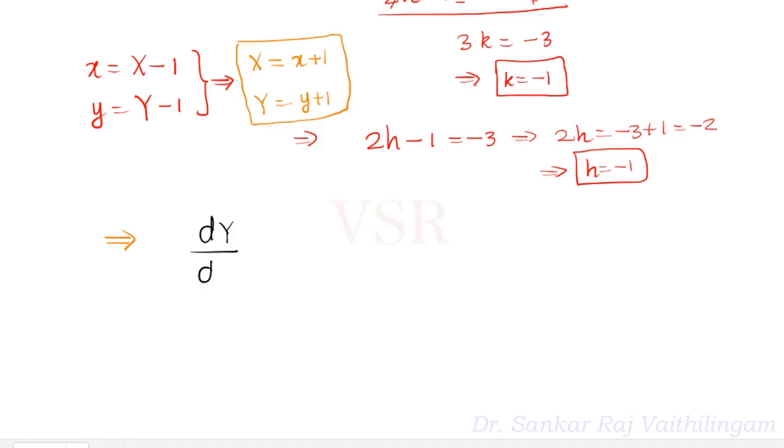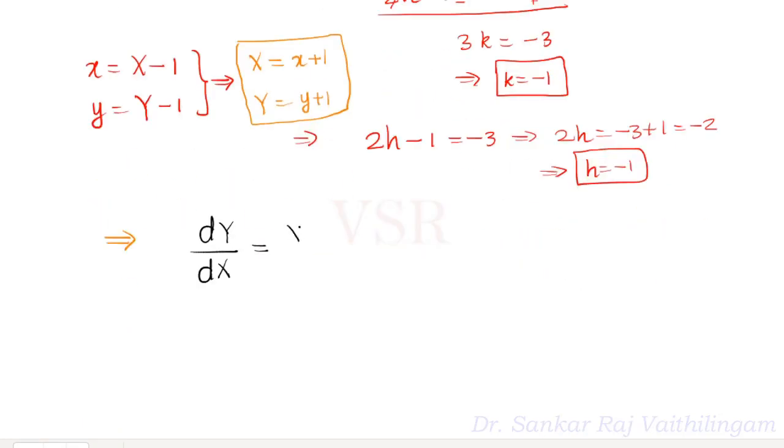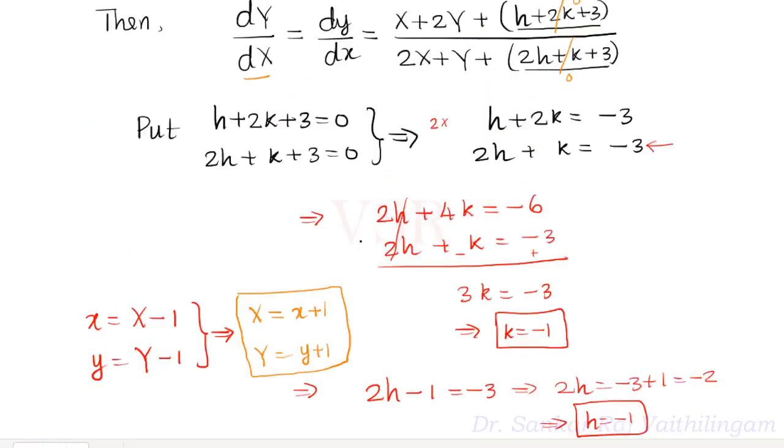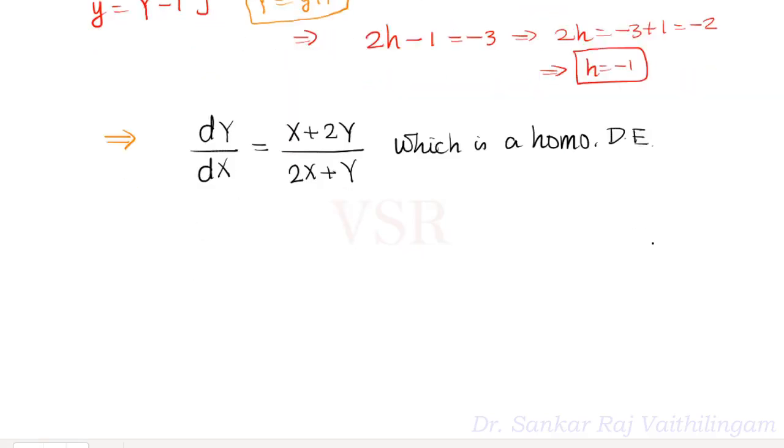So this implies that d capital Y divided by d capital X equals capital X plus 2 capital Y divided by 2 capital X plus capital Y. Okay, இப்போ small x small y எல்லாம் போய் இப்போ capital X capital Y இருக்கு. Now this is a homogeneous differential equation. அப்போ இந்த homogeneous differential equation சால்வ் பண்றதுக்கு நமக்கு மெத்தடாலஜி தெரியும்.